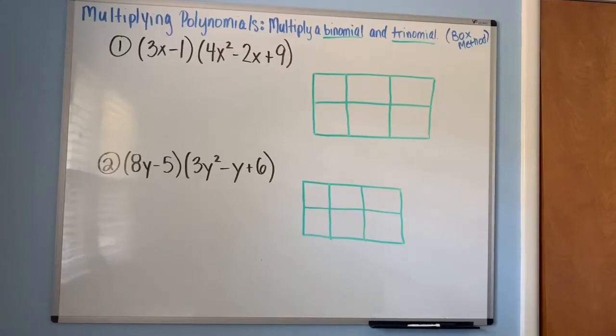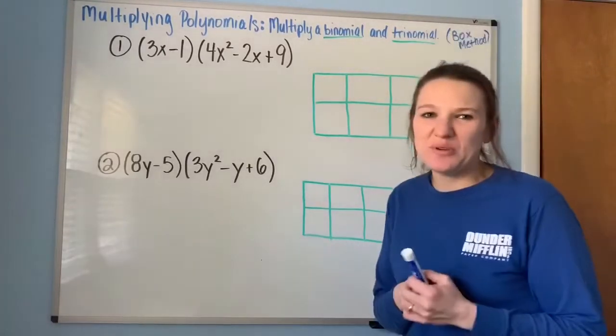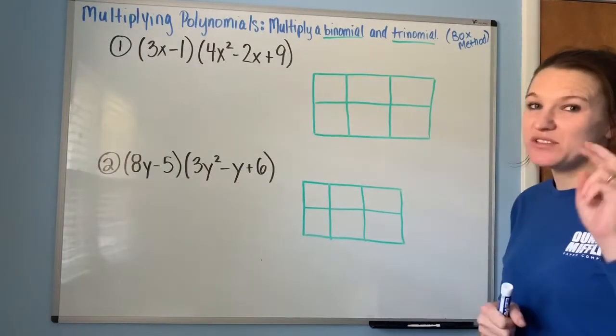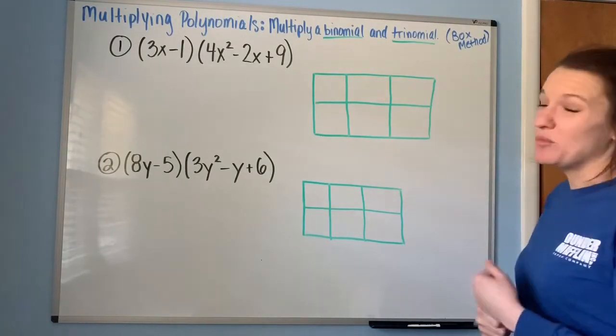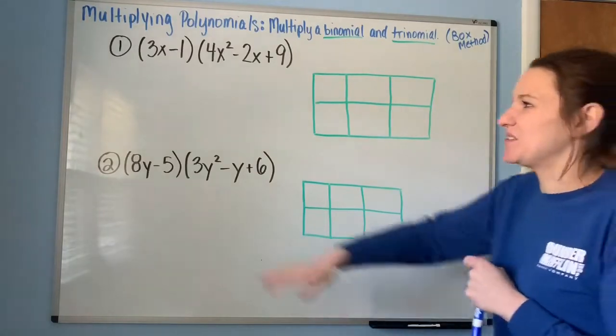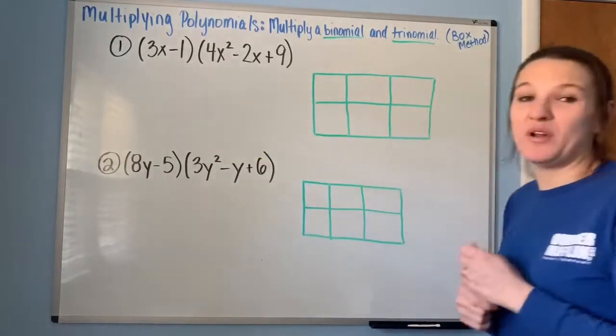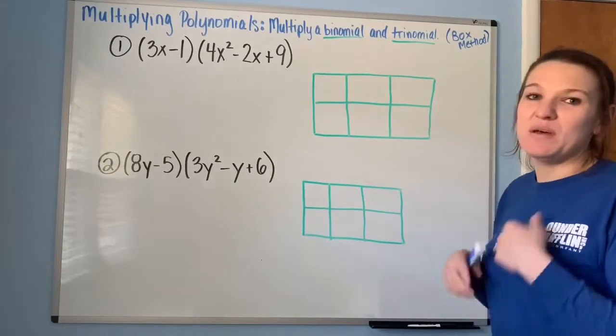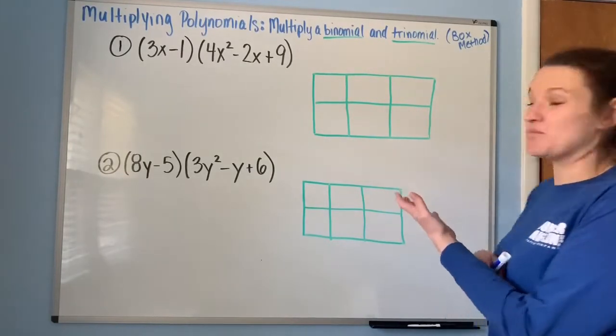All right, to continue with multiplying polynomials, today we're going to be multiplying a binomial, so that's 2 terms, and a trinomial, so that's 3 terms. All right, so here's our binomial and our trinomial. We're going to use a box method, similar to the binomial and a binomial, but this time it's going to look a little different. It looks more like a rectangle.